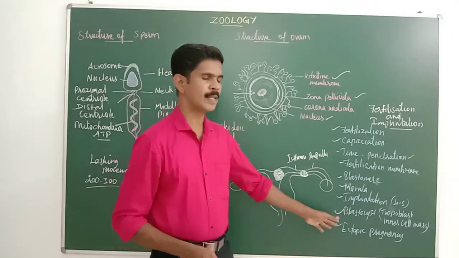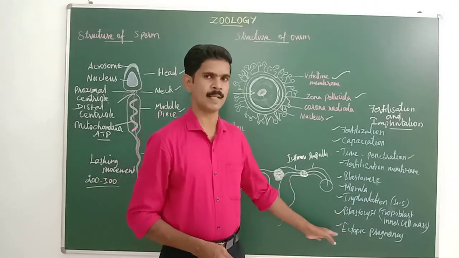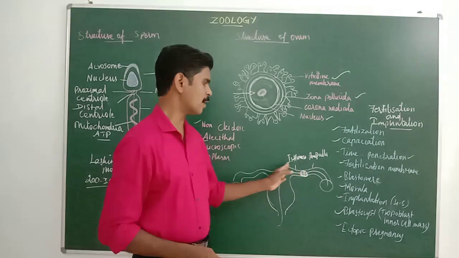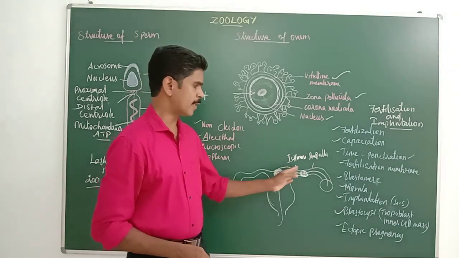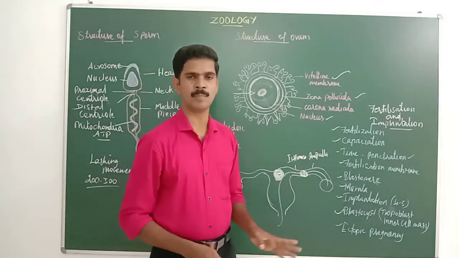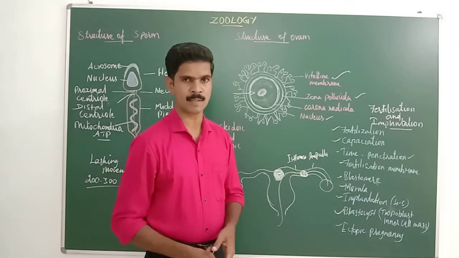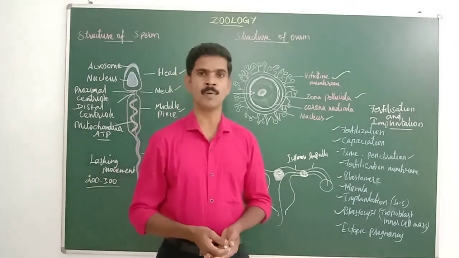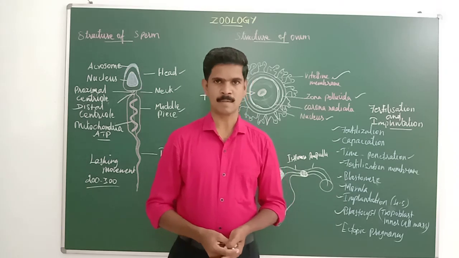Okay. Then last one, ectopic pregnancy. In some cases, the morula does not move to the uterus. It is implanted inside the fallopian tube. It is called ectopic pregnancy. It is very dangerous to both the mother and the developing fetus.